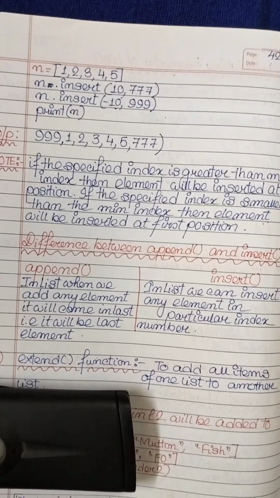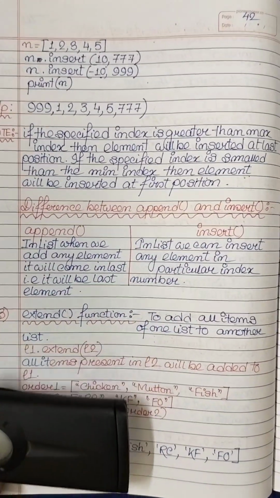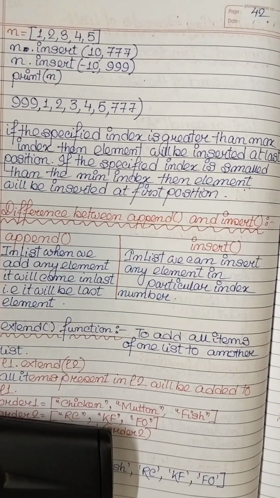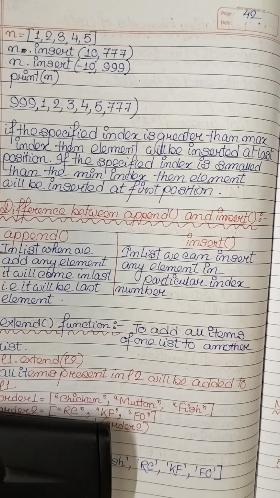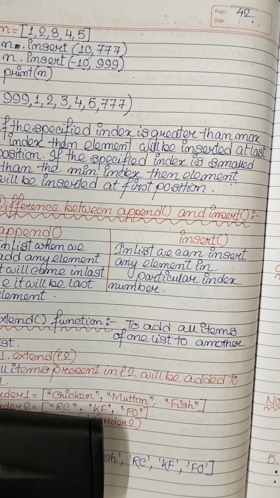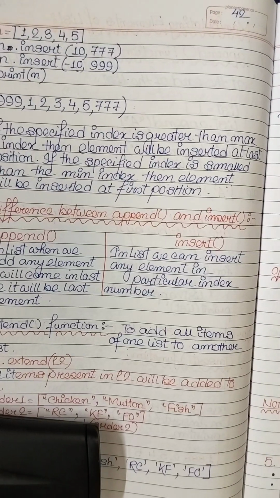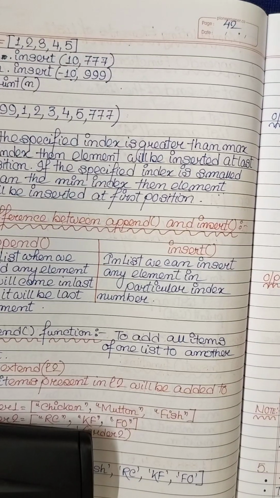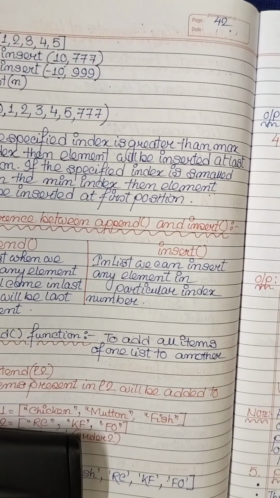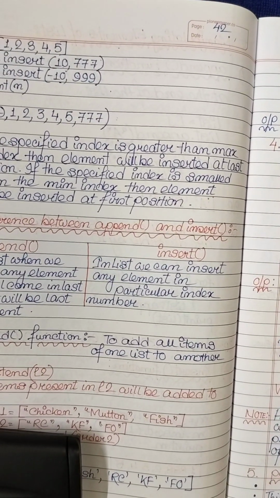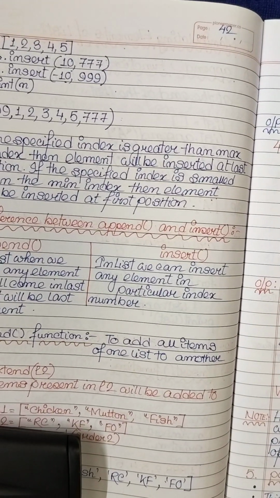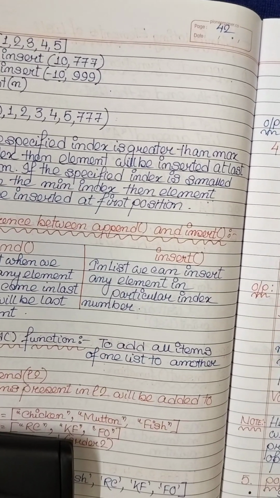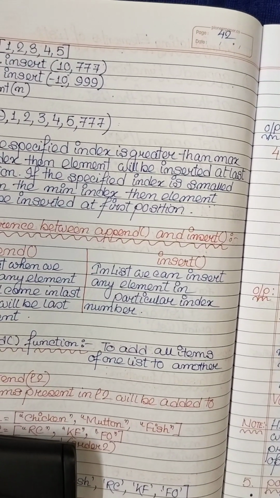Now there is a note: if the specified index is greater than the maximum index, then the element will be inserted at the last position. If the specified index is smaller than the minimum index, then the element will be inserted at the first position. This is the rule.